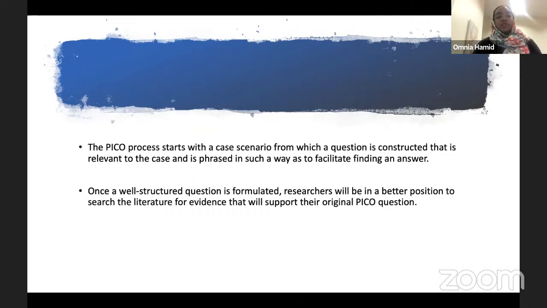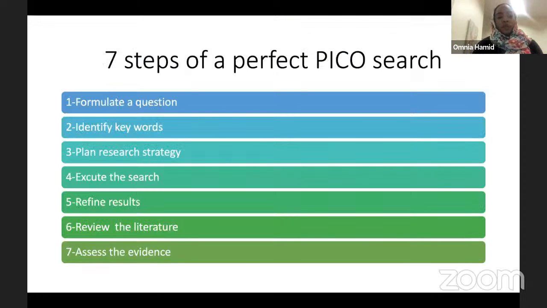So once a well-structured question is formulated, the researcher will be in a better position to search the literature for evidence that will support their original PICO question. So we have 7 steps for a perfect PICO search. We formulate a question, identify the keywords, plan the research strategy, execute the search, refine the results, review the literature, and assess the evidence.